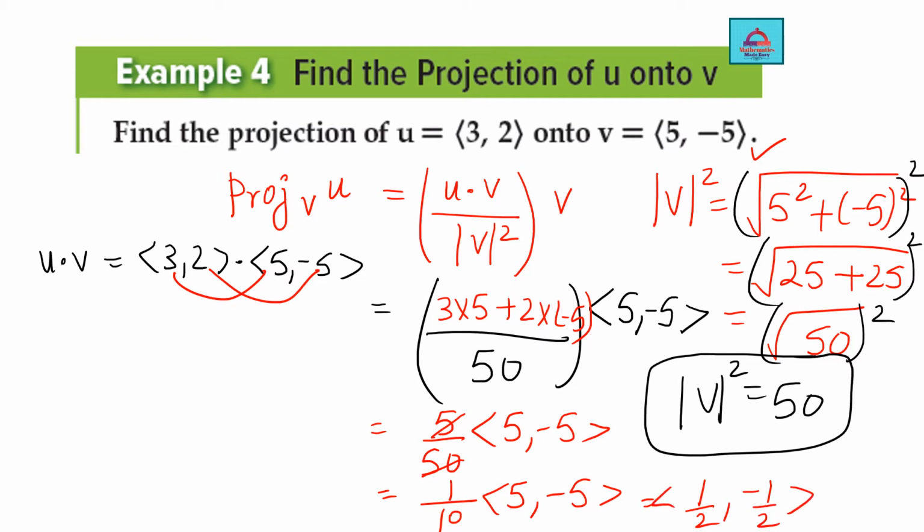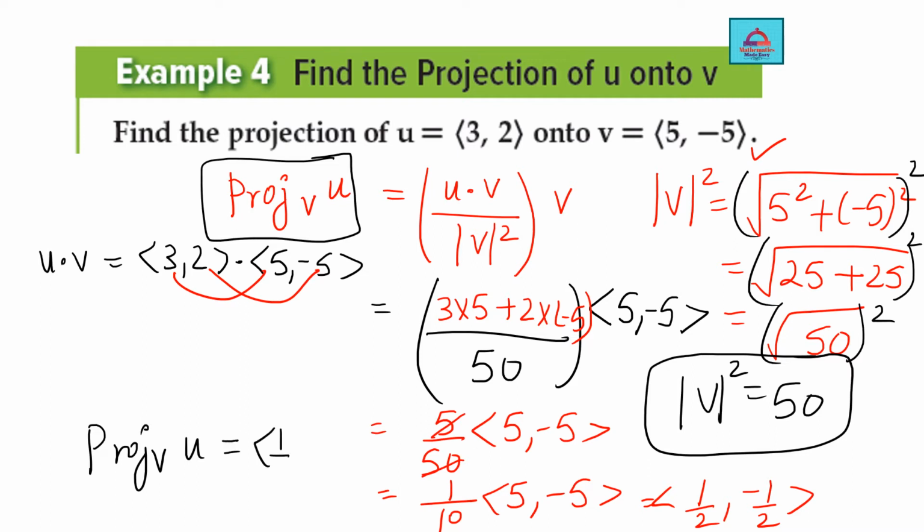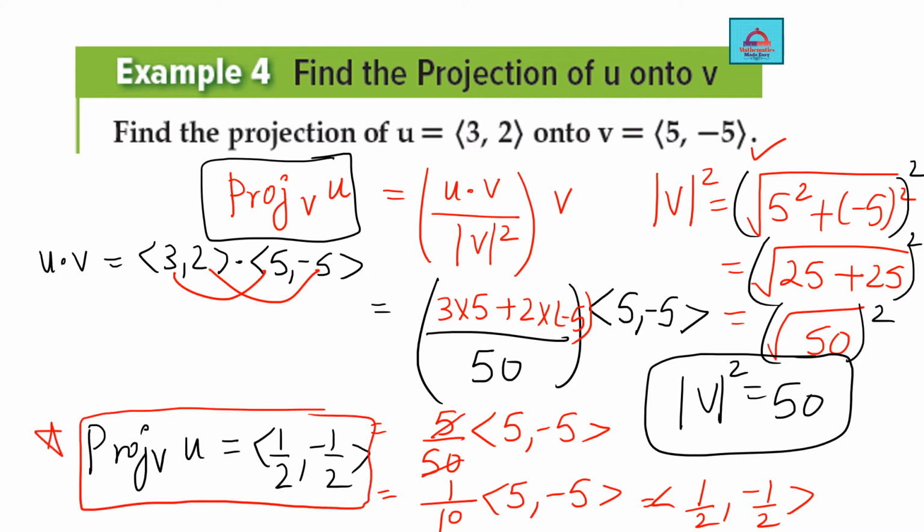So this is how you calculate projection. So your final answer, the projection of u onto v, is the vector (1/2, -1/2). So that's your final answer. Let's put it in a box. That's how you calculate projection.